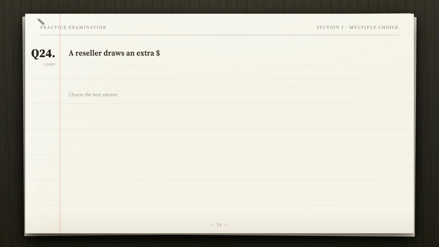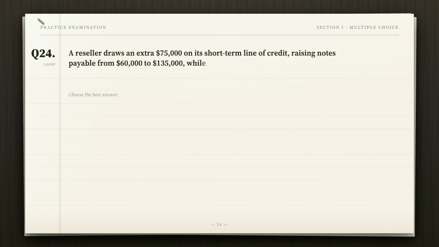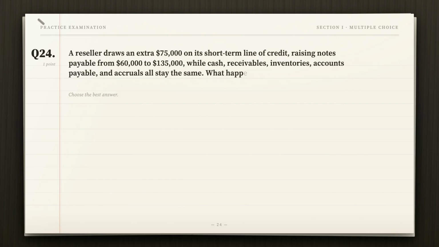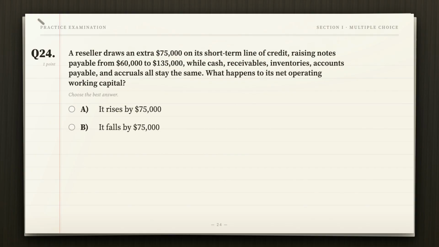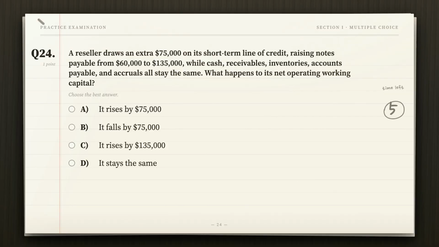Question 24. A reseller draws an extra $75,000 on its short-term line of credit, raising notes payable from $60,000 to $135,000, while cash, receivables, inventories, accounts payable, and accruals all stay the same. What happens to its net operating working capital? Your options are A. It rises by $75,000. B. It falls by $75,000. C. It rises by $135,000. D. It stays the same. Got a guess? Lock it in.